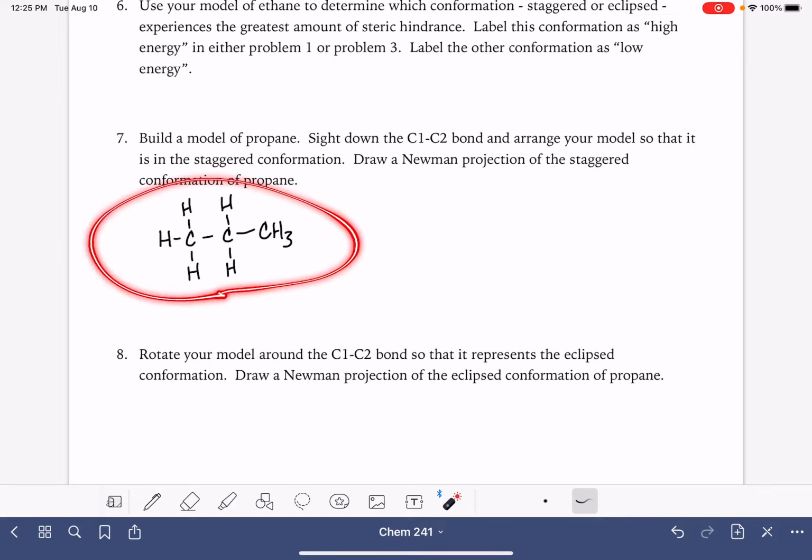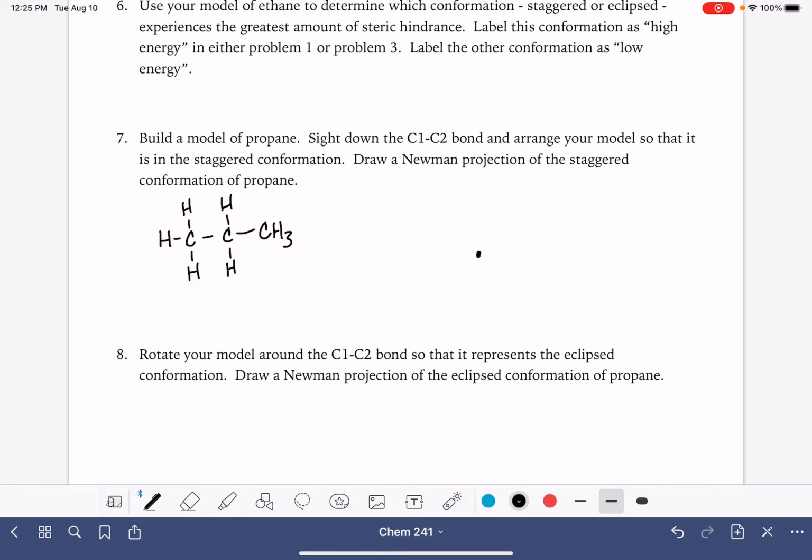So here's my model of propane, and we're going to sight down the carbon 1, carbon 2 bond, which is this bond right here. The carbon in the front is represented by a single dot. That's going to be this guy right here. And the carbon in the back is represented by a circle. That's going to be my carbon number 2. And we're being asked to draw this in a staggered conformation.